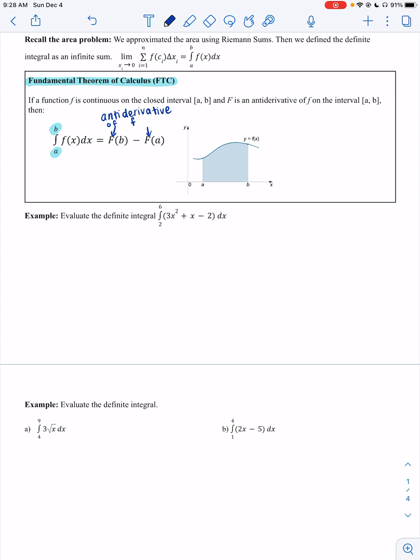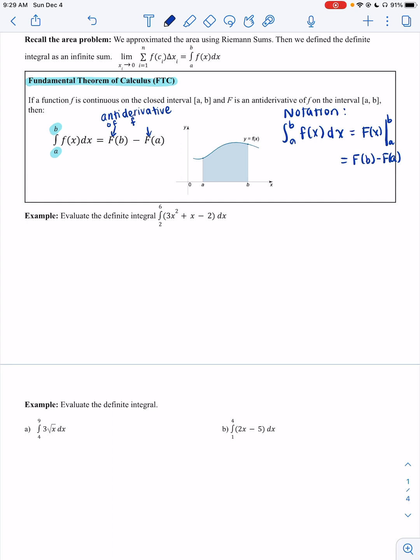The notation for when we do one of these antiderivatives is the following. We would do the integral from A to B of little f is equal to capital F, and we usually write evaluated from A to B, and then that is capital F of B minus capital F of A, which we will practice with in just a moment.